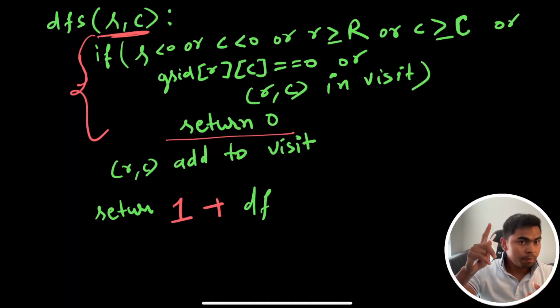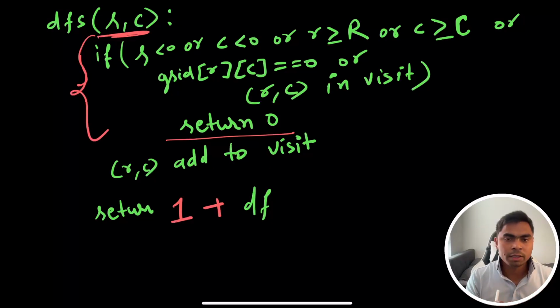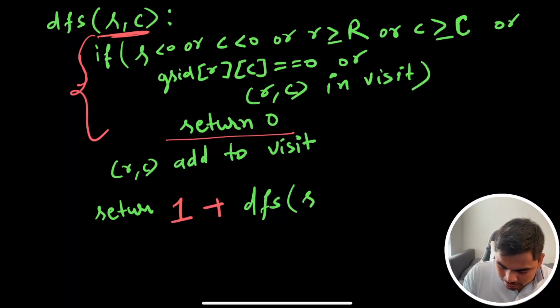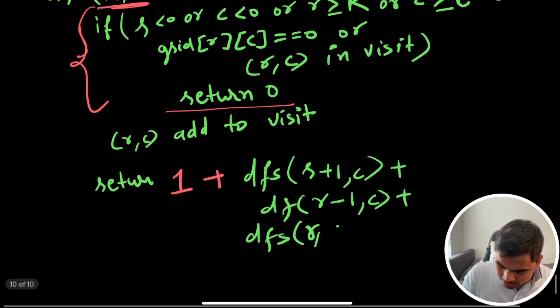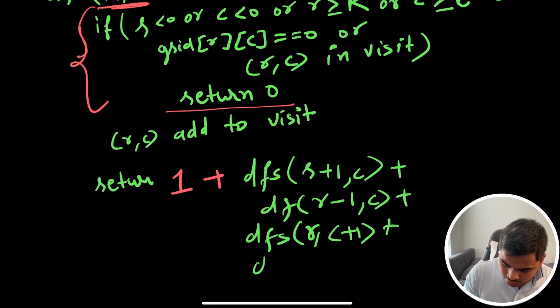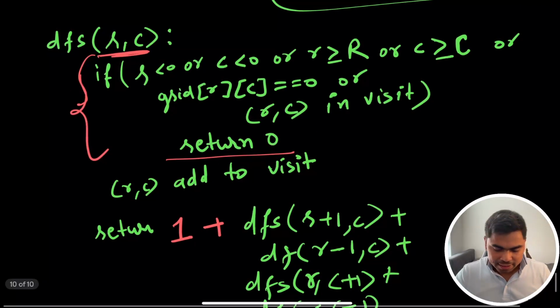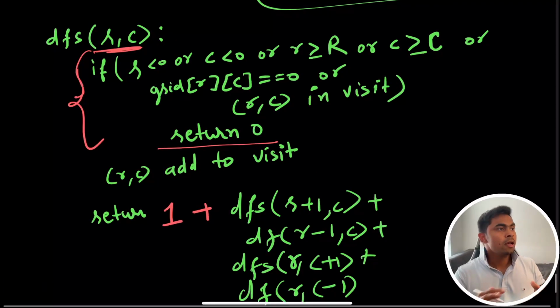So top, bottom, left, right, because that's how, horizontally and vertically, you want to explore. So this is going to be R plus 1 and C, then plus DFS R minus 1 and C, plus DFS R going to be same, now change the column, C plus 1, plus DFS R going to be same, C minus 1. So that is it guys. This is our answer.